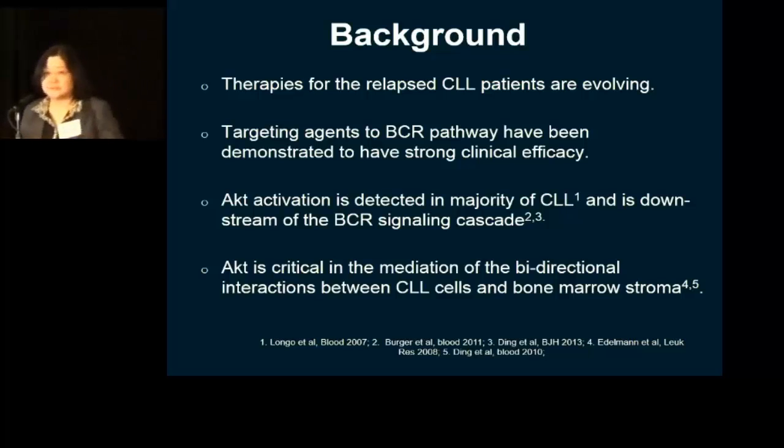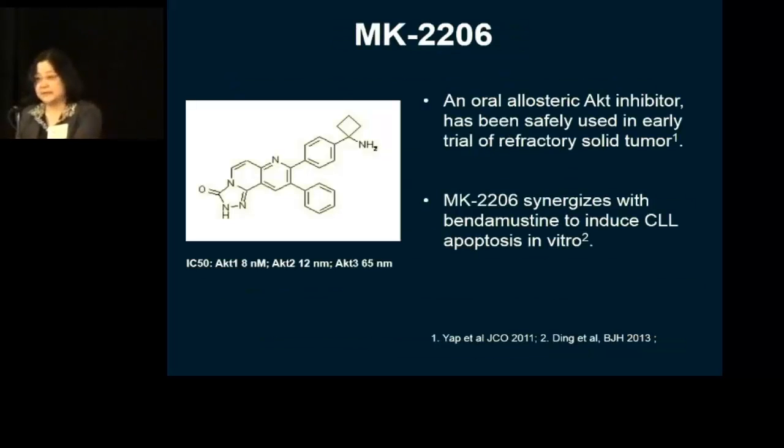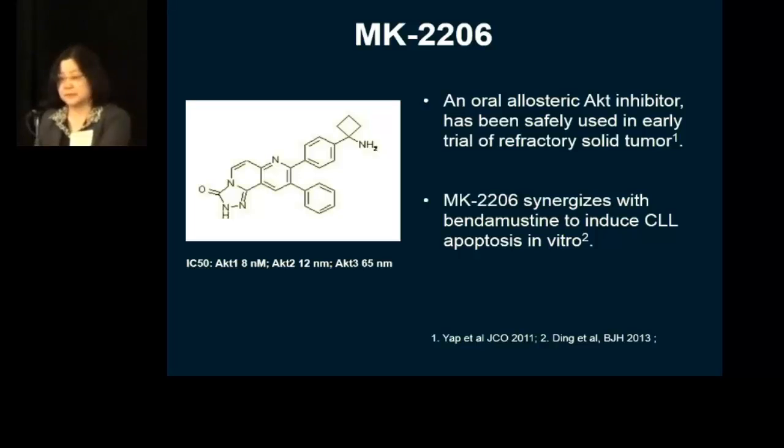So for this audience, I'm not going to talk about too much background of AKT signaling, as so many previous speakers have showed a lot of signaling pathways. But clearly, AKT is downstream of B-cell receptor signal transduction pathways. And work from our group as well as from other groups have shown AKT is downstream of a lot of environmental signals, specifically the interaction between leukemic cell with the bone marrow microenvironment, as well as in the lymph node environment, AKT is an important signal. So that makes it a natural target to be used in the relapsed CLL disease.